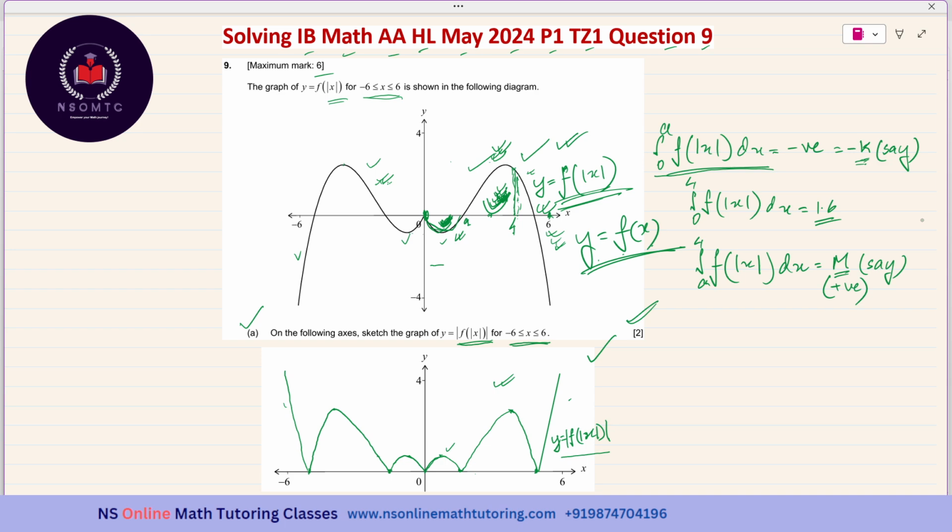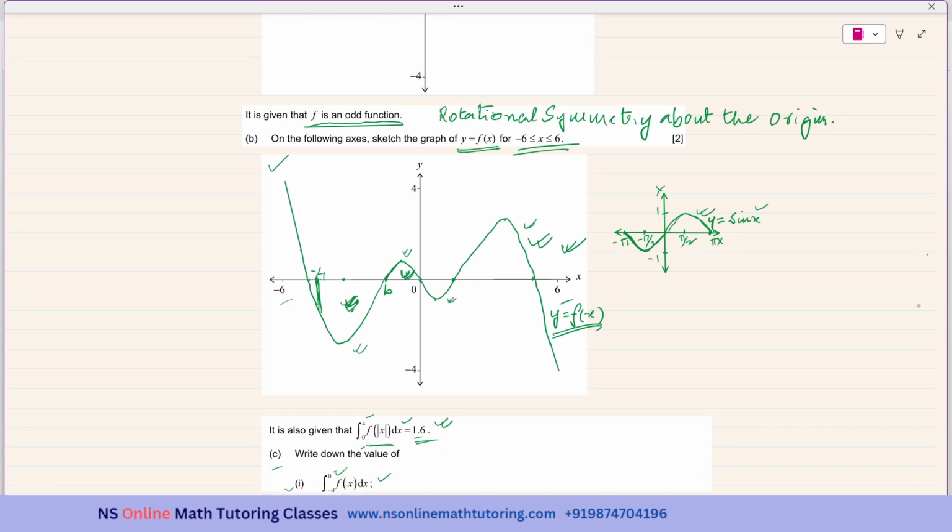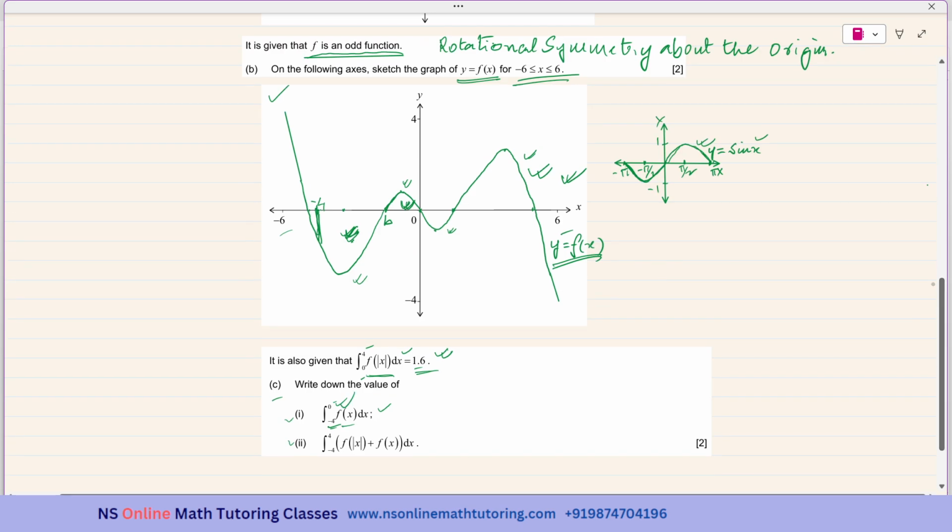So let us go down over here. We are seeing that this part has come up. Previously, this portion's value was equal to negative k, so this portion's value will now be equal to positive k. And this portion's value, not the whole part, up to this point, was equal to m. And this was equal to negative k.